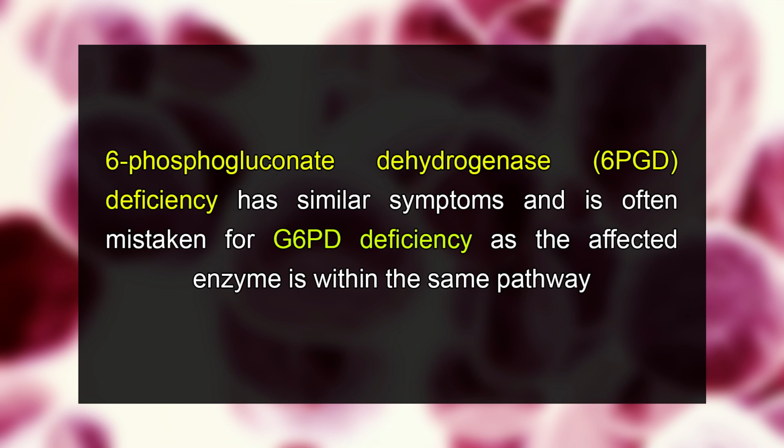6-phosphogluconate dehydrogenase deficiency has similar symptoms and is often mistaken for glucose 6 phosphate dehydrogenase deficiency, as the affected enzyme is within the same pathway. However, these diseases are not linked and can be found within the same person.